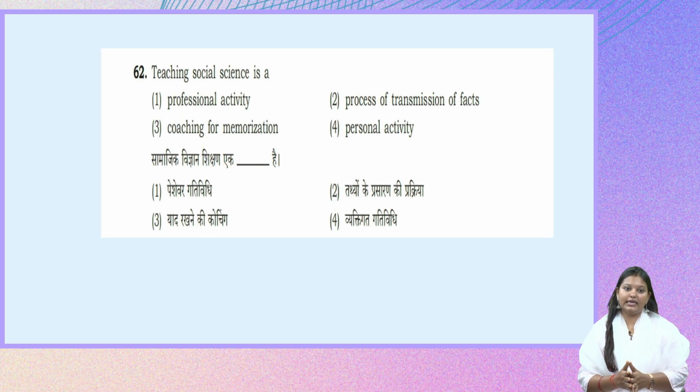Teaching social science is a: option 1, professional activity; option 2, process of transmission of facts; option 3, coaching for memorization; and option 4, personal activity. तो ये चारों ऑप्शंस में से हम इजीली कई सारे ऑप्शंस को रिमूव कर सकते हैं एंड फाइनली जो करेक्ट आंसर है उस पे पहुंच सकते हैं.